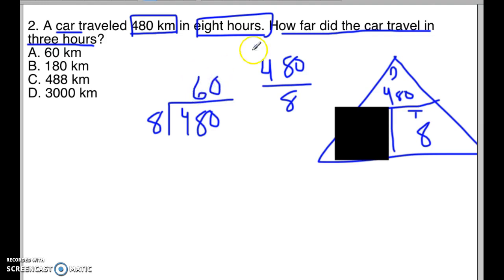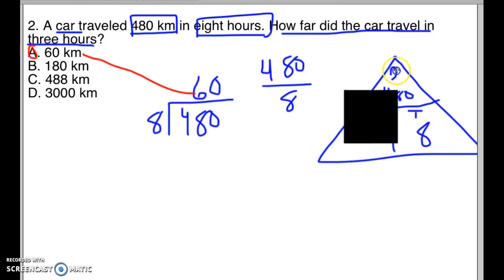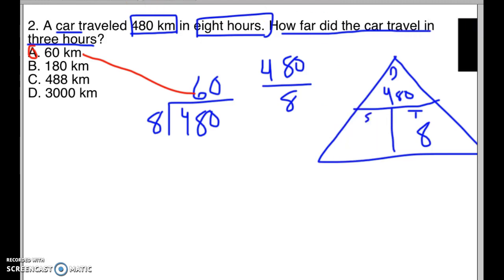The tempting thing to do here is to see 60 and answer. But that can't be the case. I know for a fact that I can take this 60 and move it here because that's the answer. That's not the answer to the question. That's the first part of this multi-step problem. How far did the car travel in 3 hours?